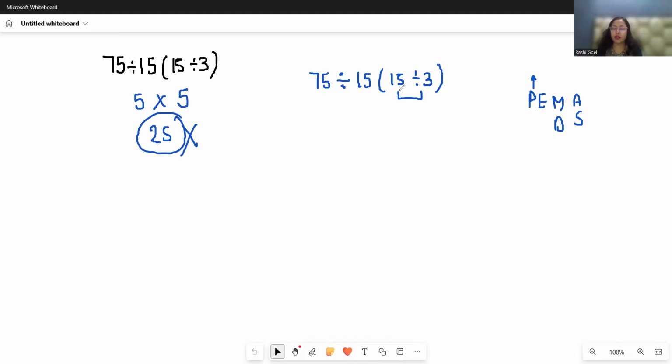So first solve the parenthesis. 15 divided by 3 is 5. Now 75 divided by 15 times 5. Now 75 divided by 15 times 5.